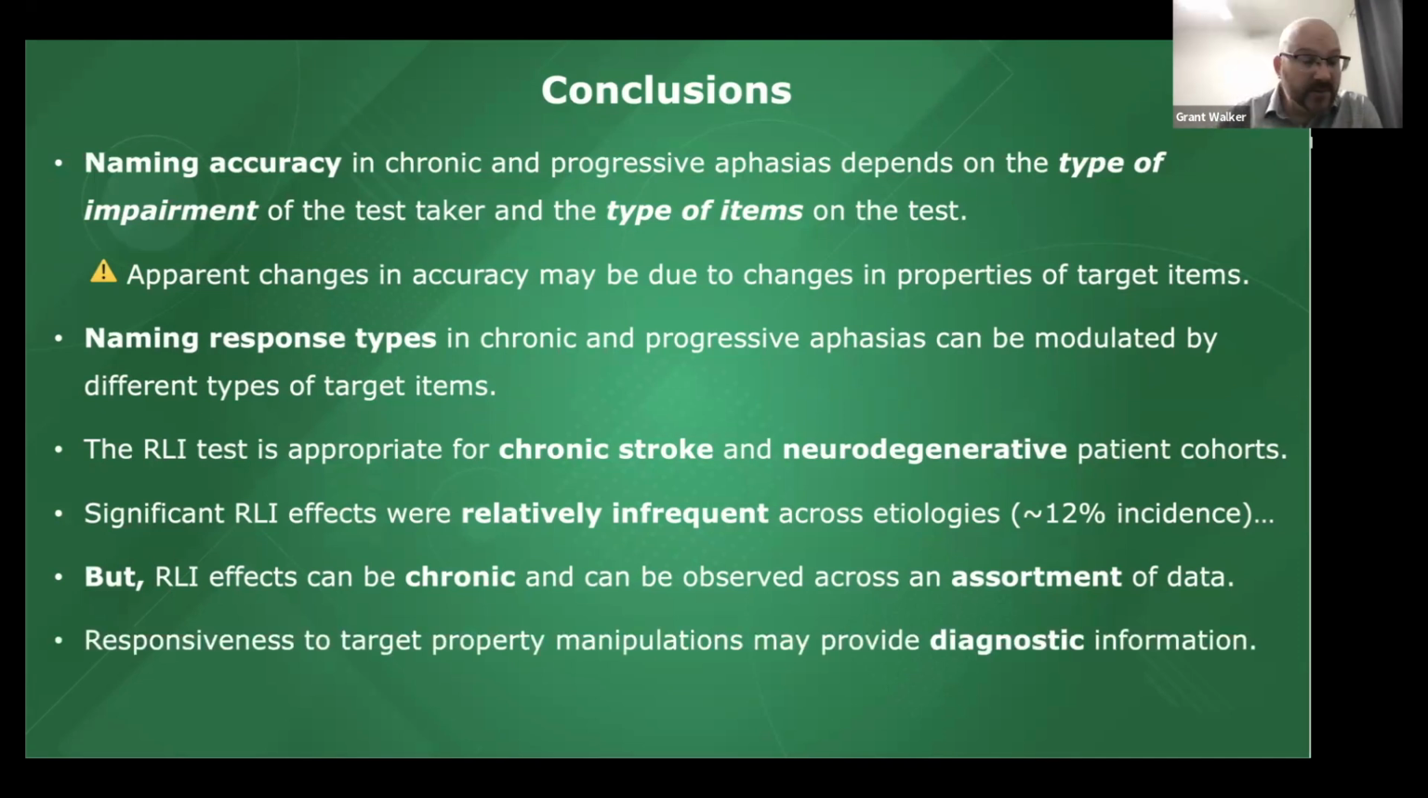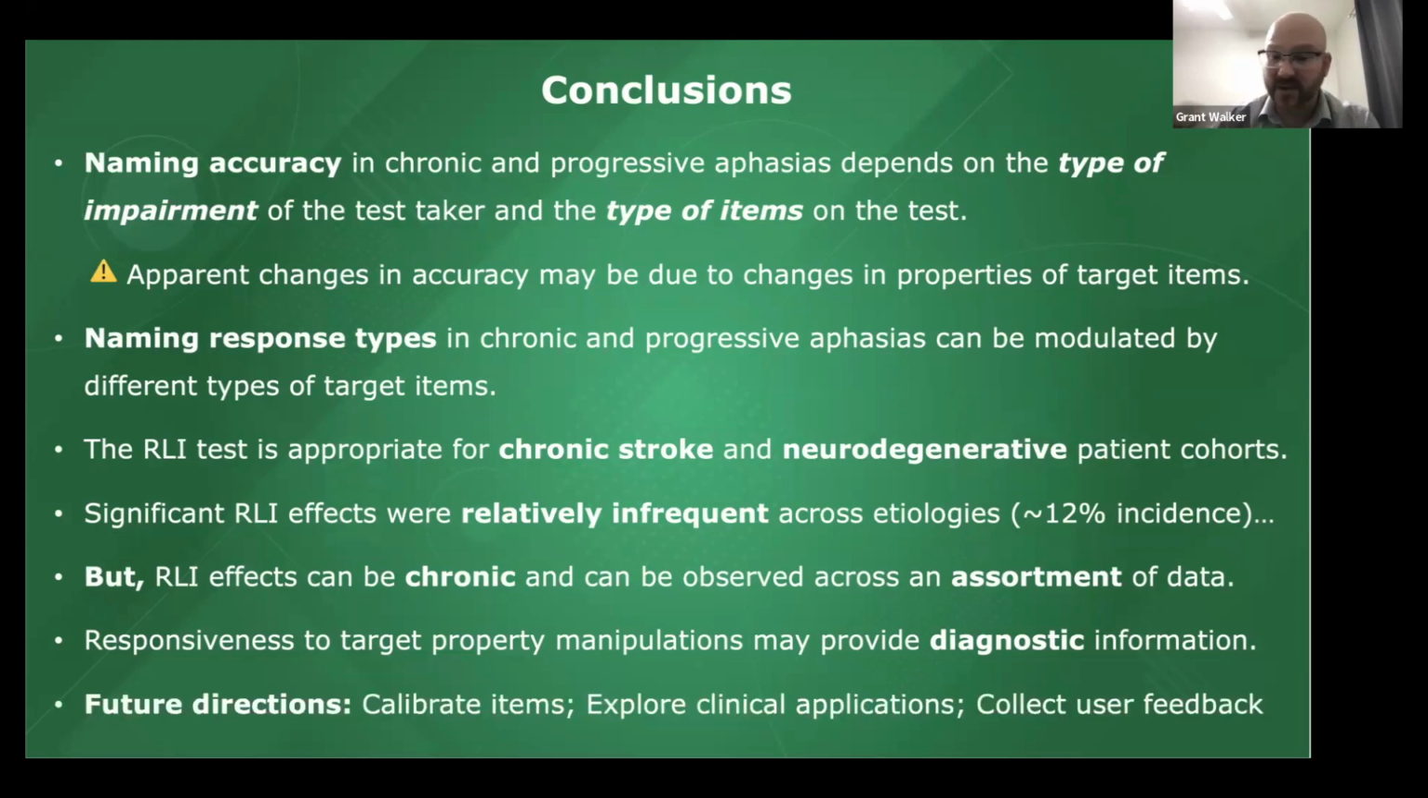And so finally, responsiveness to these target property manipulations may provide diagnostic information. We need to suss this out and do more research and figure out exactly when this is useful, how this is useful, how we can target treatments if that's even a possibility. So there's still more work to be done, but we're optimistic that you can take this and use this now and help us to try to figure this out.